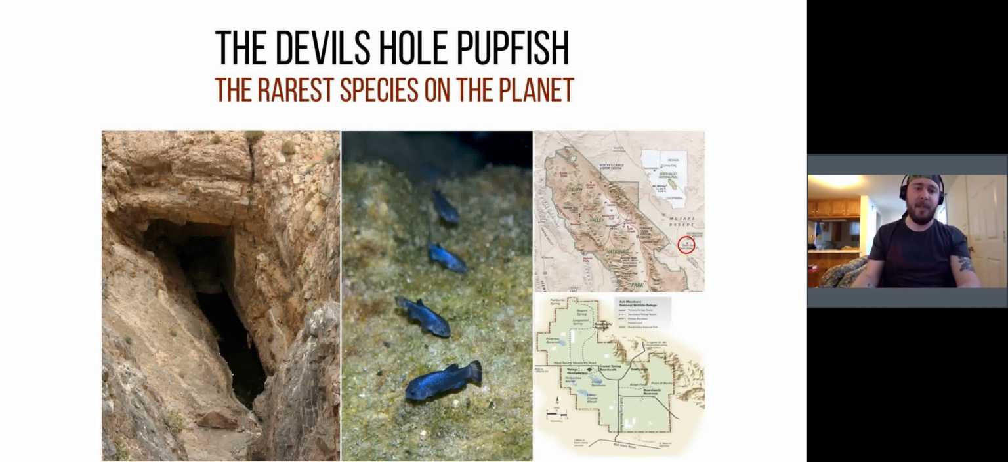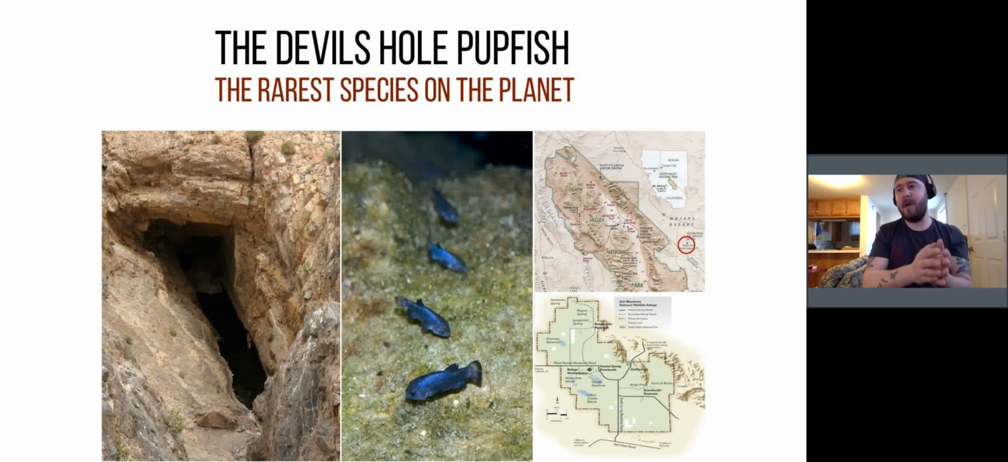And this fish has just one population. This species only has one population in this hole, and there are about 100 to 150 individuals. The really interesting thing about this is that this area is about 2 to 5 meters. So in this 2 to 5 meter pool in the middle of the desert lives this single population of fish, and there are only about 100 of them.